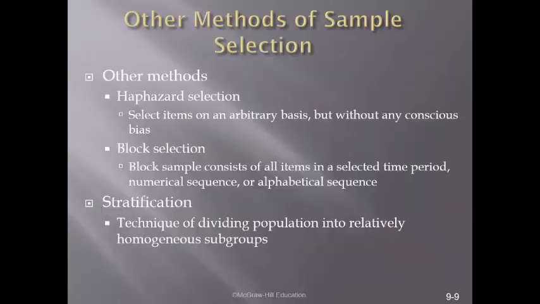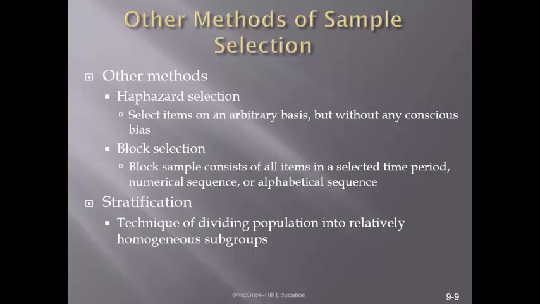Other methods of selecting the sample include haphazard selection, where the auditors select the items from the population on an arbitrary basis, but without any conscious bias. Block selection, which involves a block sample of all items in a selected time period, numerical sequence, or alphabetical sequence.